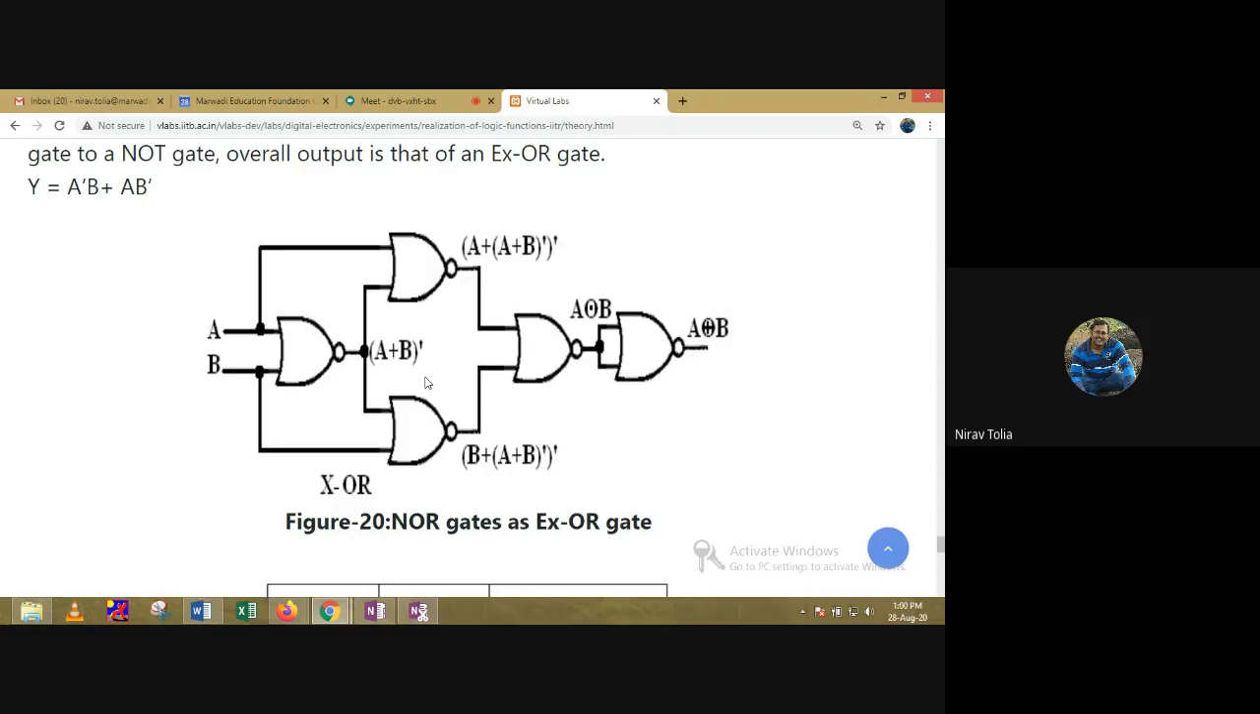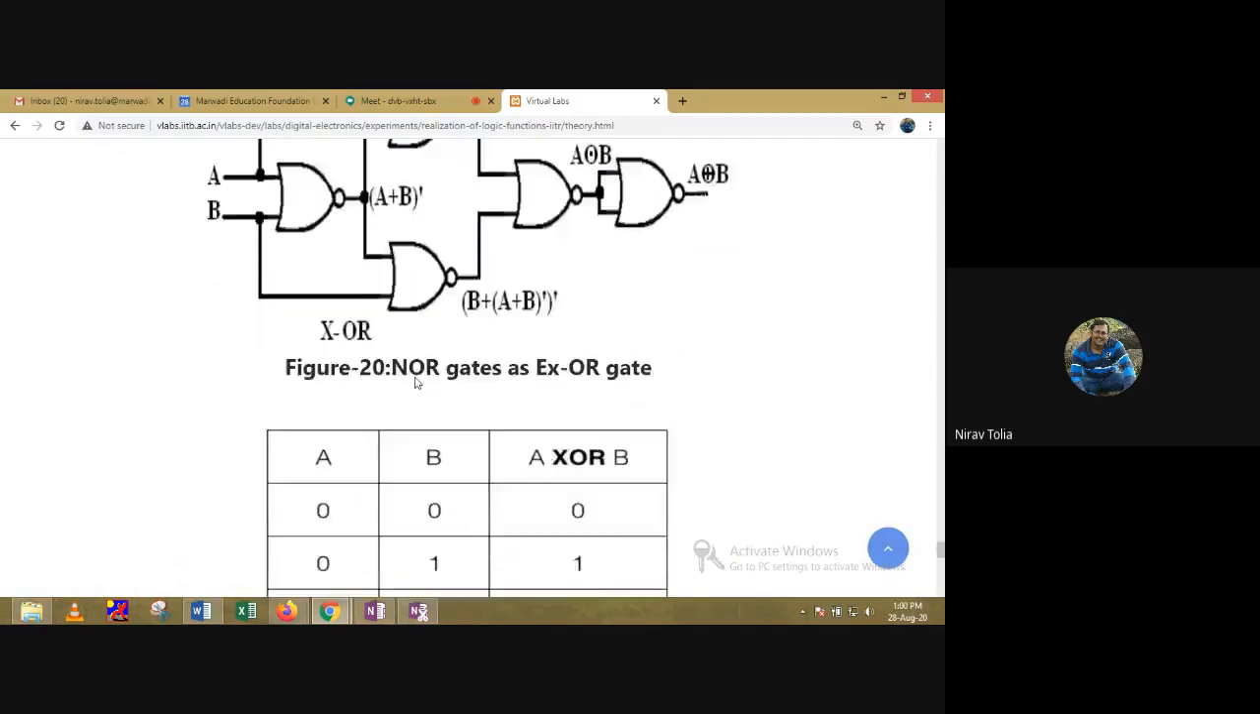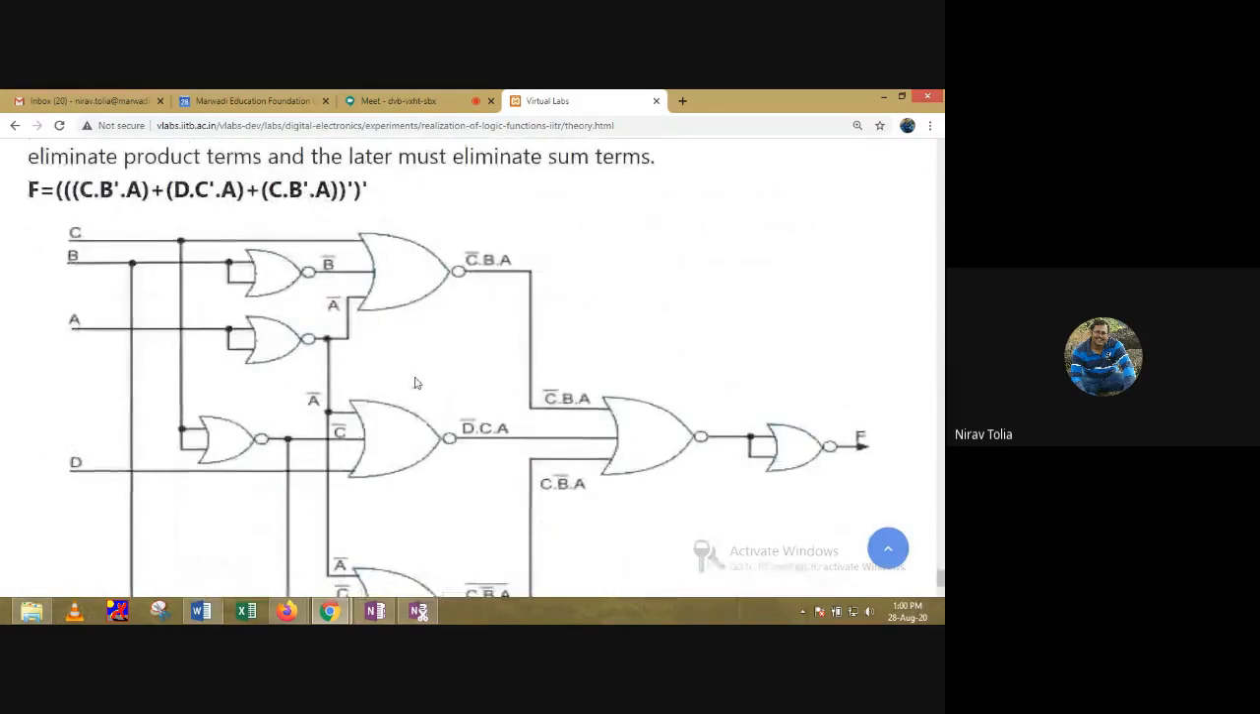So you can see here, we have 5 gates, and it is the same circuit of exclusive NOR, but what is the difference? We are connecting the output of the exclusive NOR gate with one another NOR gate. So it becomes the exclusive OR gate. So this is the theory of the NOR gate as the universal gate.